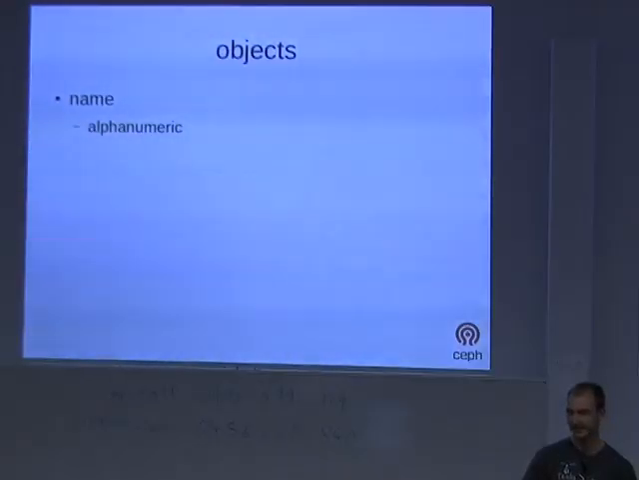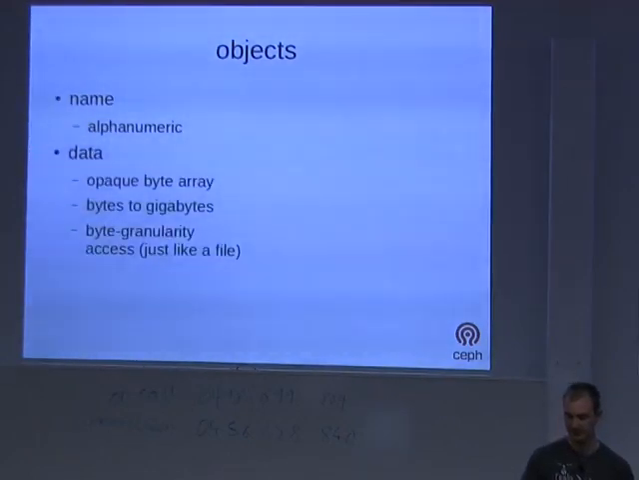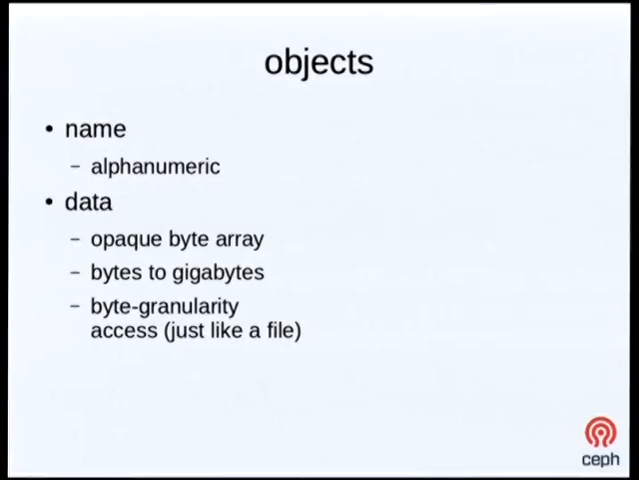So at the core of all this is the basic data model that we support. You're storing objects. An object is a lumpy unit of data that has some name that you can choose. It can be foo, some string of digits. There's some data associated with that object. That's an opaque byte array, so it looks sort of like a file. It can be anywhere from bytes to gigabytes, and you have byte granularity access to that. So you can truncate it, you can overwrite a random extent, you can append to it. All the sorts of things that you can do with files, you can do with objects.